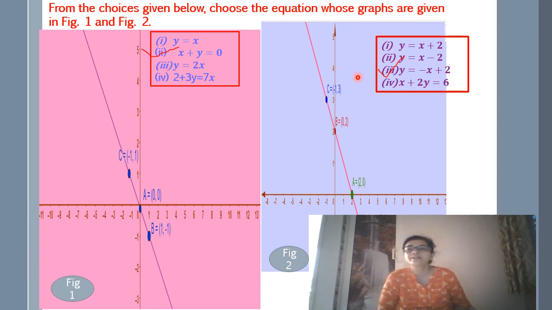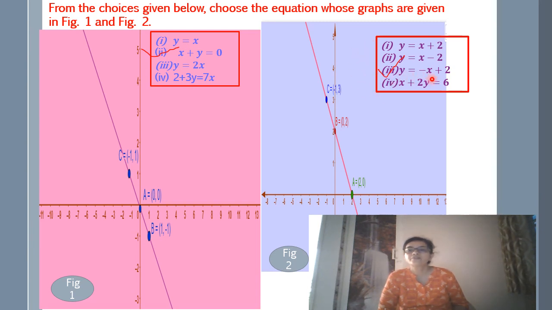Let me replace minus 1 in the place of x. Then I get minus 1 plus 2 is equal to 1, and y should be 1, but here y is 3. It means equation 1 should be rejected. Let us move to equation 3. You try equations 2 and 4, they are not going to work out. I am going to move to equation 3 at present.